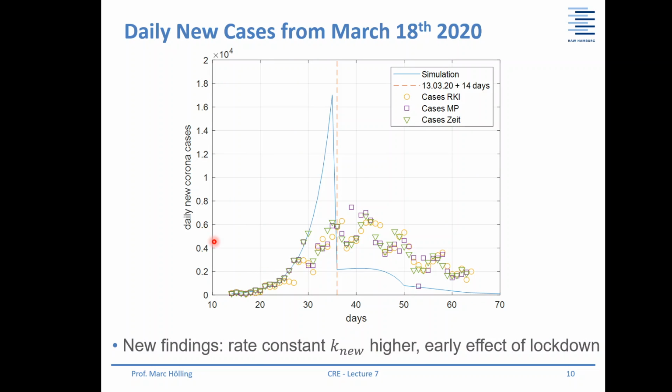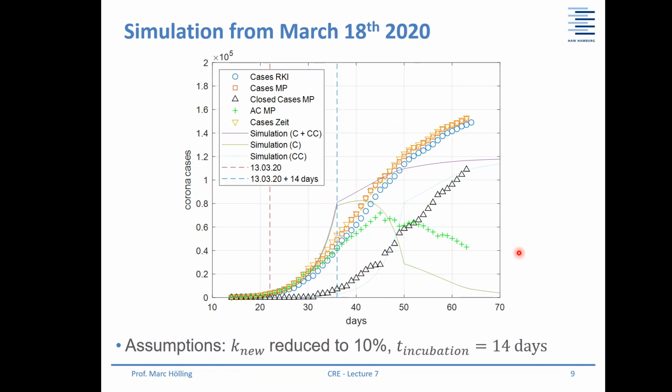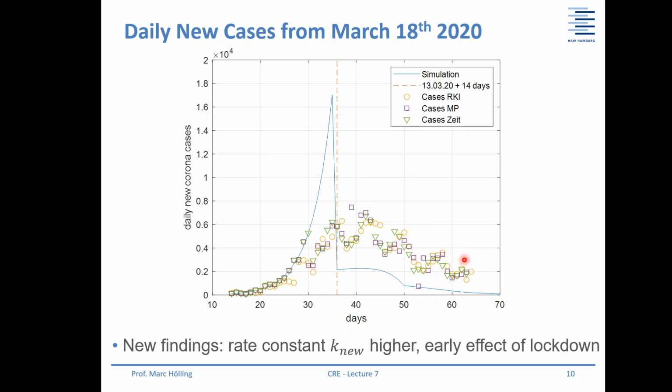You can also have a look at the daily new cases. This is just the slope of this curve here. If you have a look at this, then you can see that I over-assumed the exponential growth, that I thought this would be there for longer, and I underestimated the reaction rate for this. So still today we have many more cases than I assumed here with this rate constant of 10%.